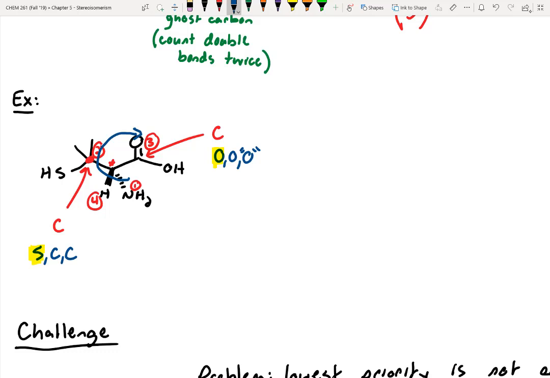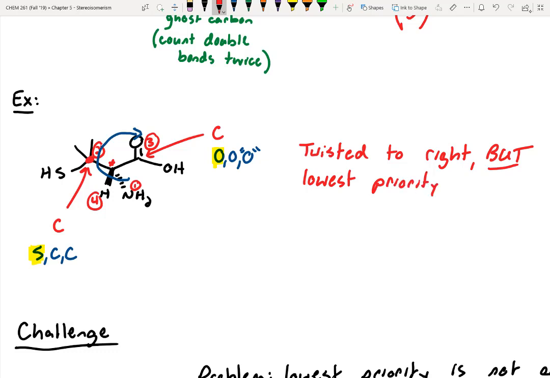Yeah, so if we look at this, we're twisting it to the right, but what would the configuration be? S. Okay, so let's make a note. So we twisted to the right. But our lowest priority was a wedge. Therefore, this would be an S stereocenter. Does that make sense? So these tiebreaker rules do get kind of tricky, but I do want you to keep in mind ghost carbons apply.